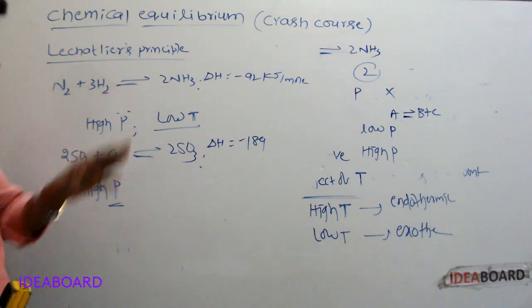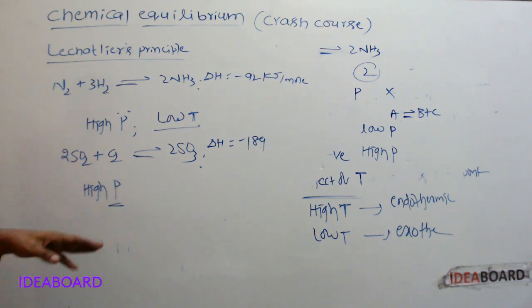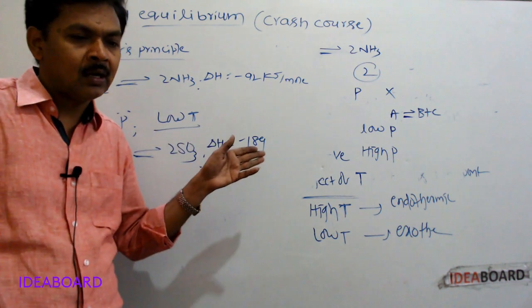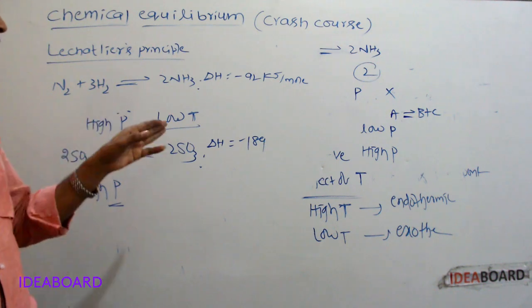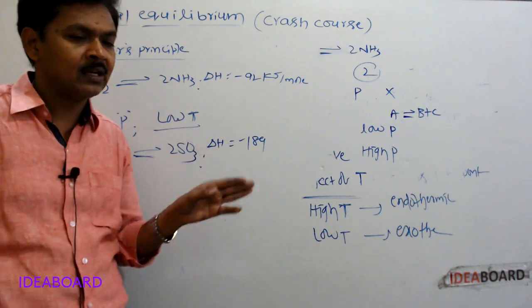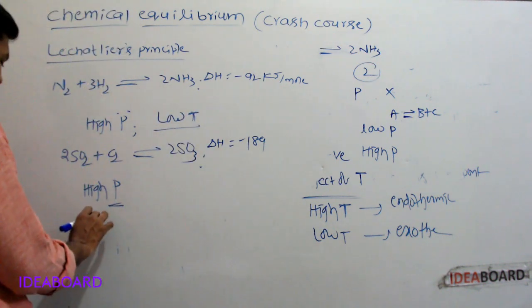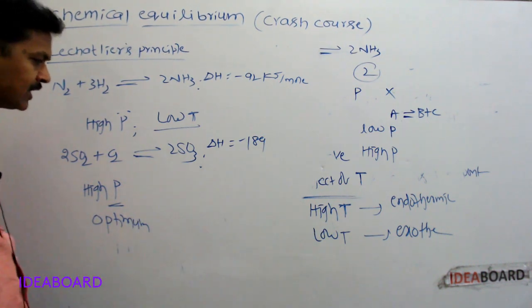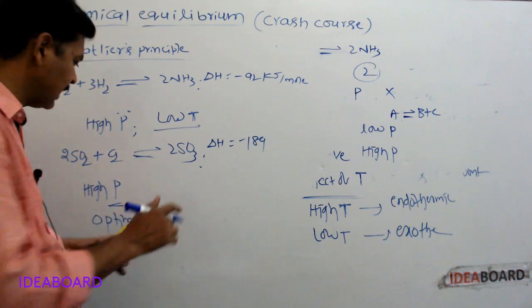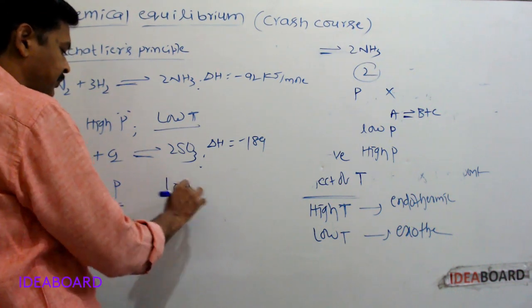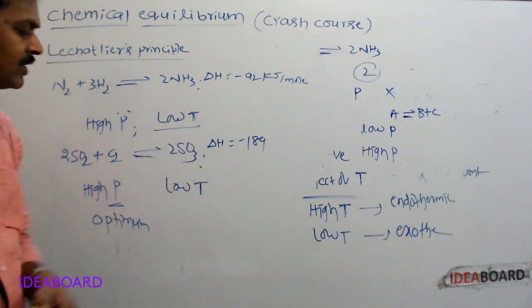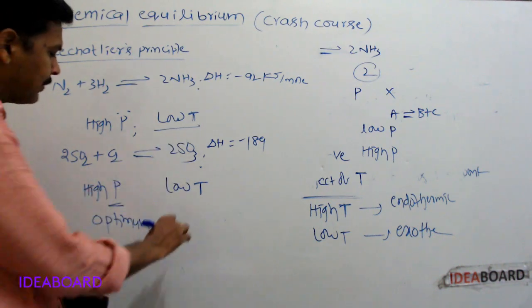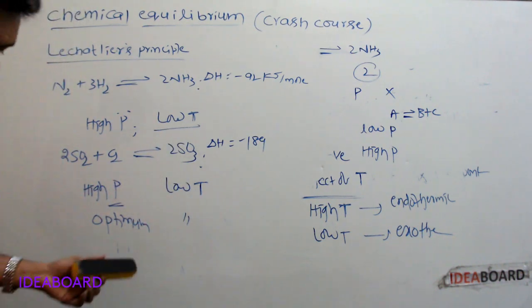According to Le Chatelier's principle, high pressure is favorable, but at very high pressures, the towers used in the manufacture of sulfuric acid are corroded. That's why optimum pressure is maintained. Next, temperature. This is an exothermic reaction, so low temperature, but at very low temperatures, the rate of reaction is slow, so optimum temperature is maintained.